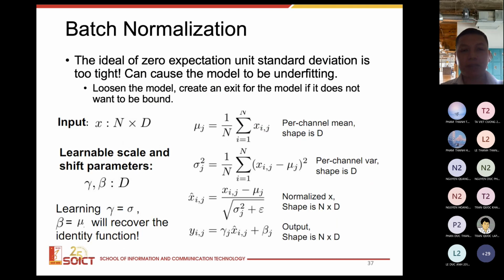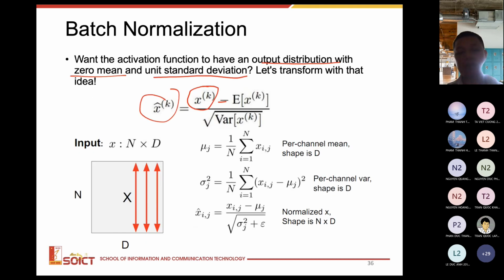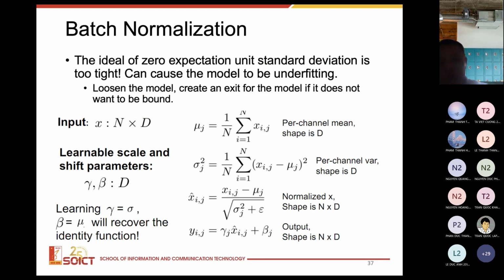The idea of zero expectation and unit standard deviation might have issues. For example, it might cause the model to be underfitting. So we can loosen the model a little bit by creating an exit for the model if it does not want to be bound by the way we normalize it to unit deviation. And if we do it like this, the formulation for batch normalization will be like this.